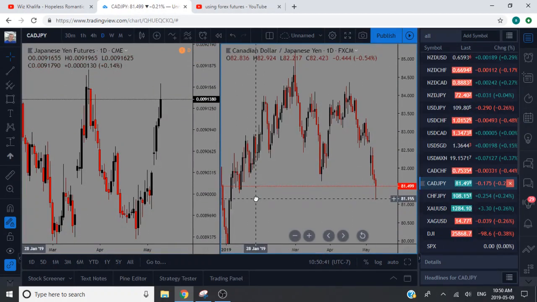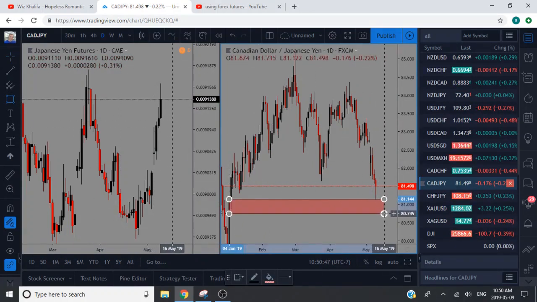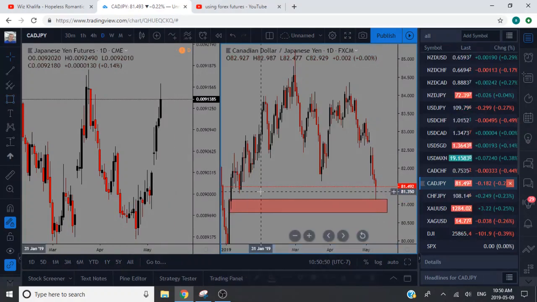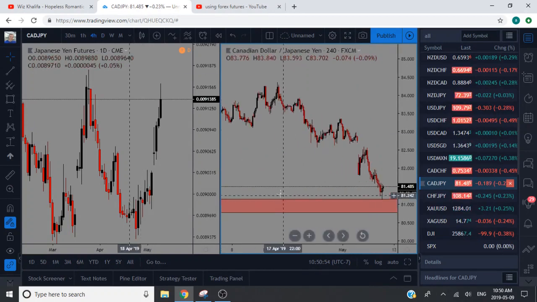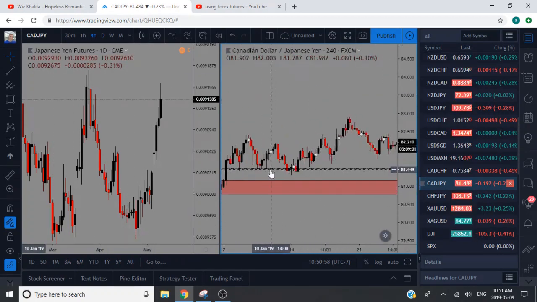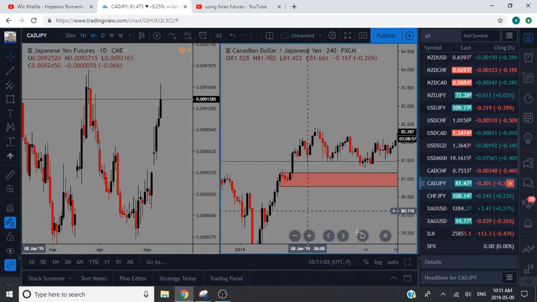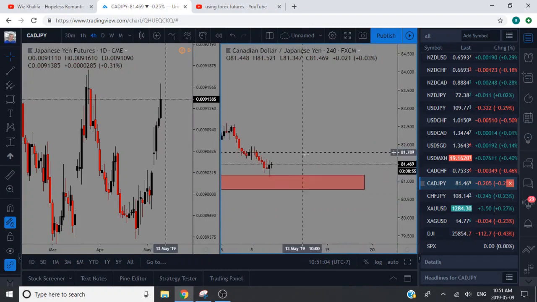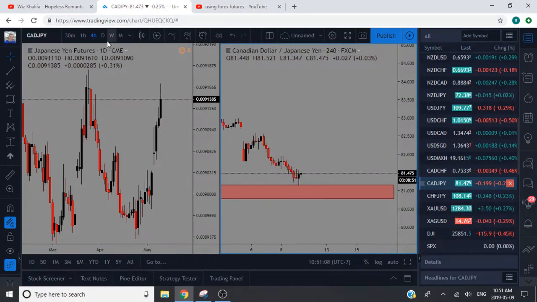What I liked about this on the CAD yen, I've been watching it, but I never got an opportunity today, was this setup right here, because it just rebounded so fast. It's like a hidden zone. We go into the 4-hour, we'll probably see it pretty well. So this was a zone I was watching. I was looking to get in, but as you can tell, it just touched it and ricocheted out. Maybe if it pops up a bit more, I might try to catch a rebound.